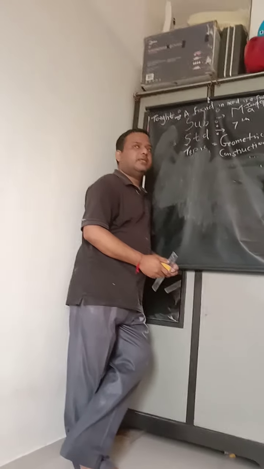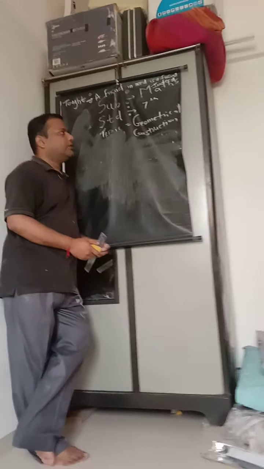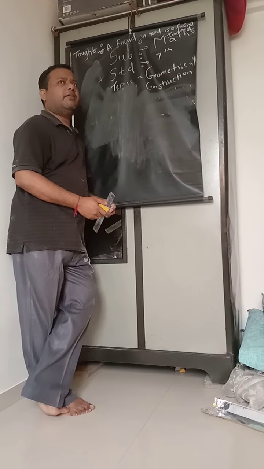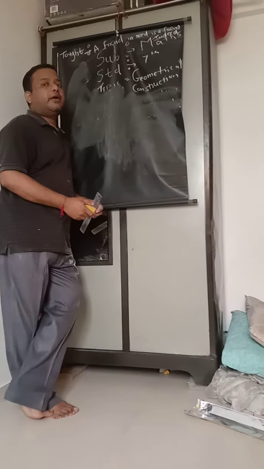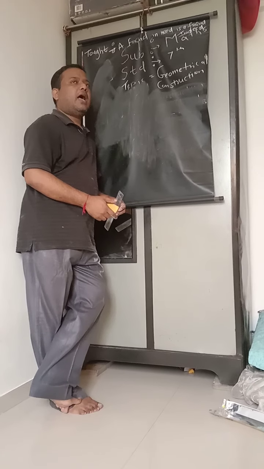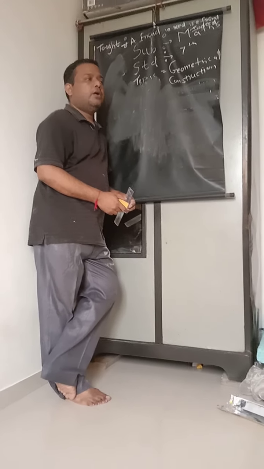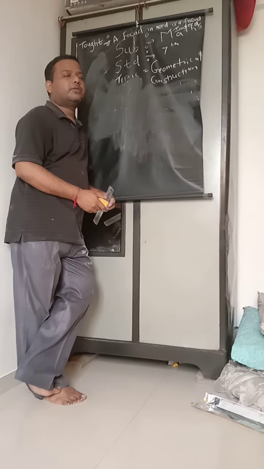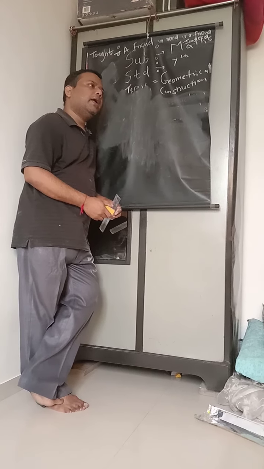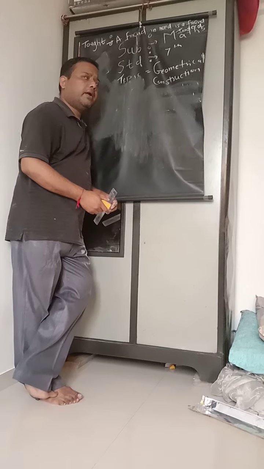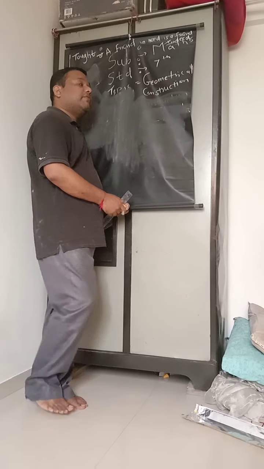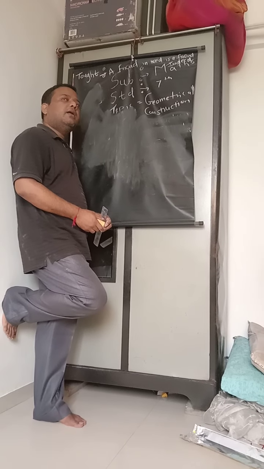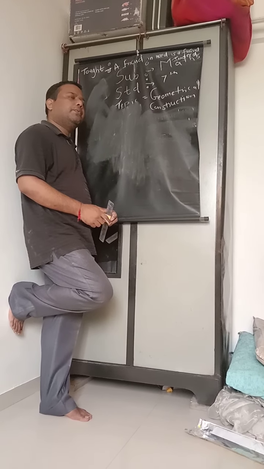My friends, in the last three lectures we have seen the geometrical constructions: lines, line bisection, triangle, angle bisection, and how to draw an incircle and a circumcircle of a triangle. Then we moved ahead with the construction of triangles: the obtuse angle triangle, acute angle triangle, and right angle triangle. So three triangles we have to see.